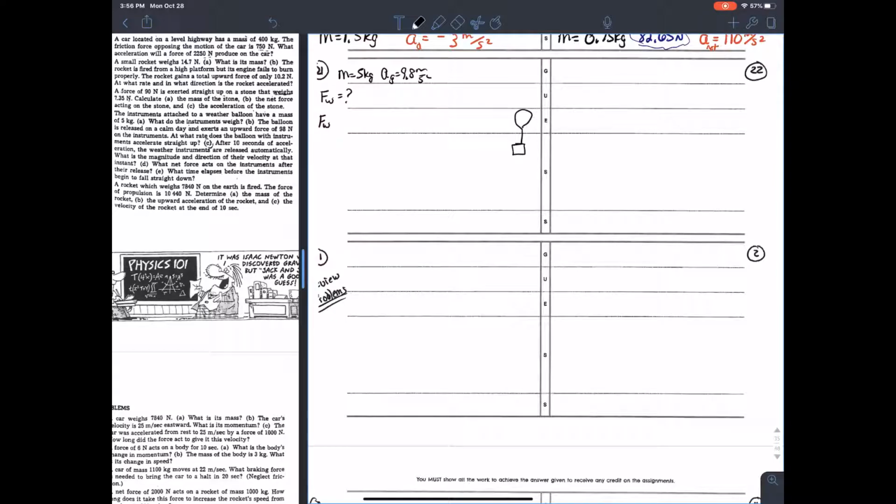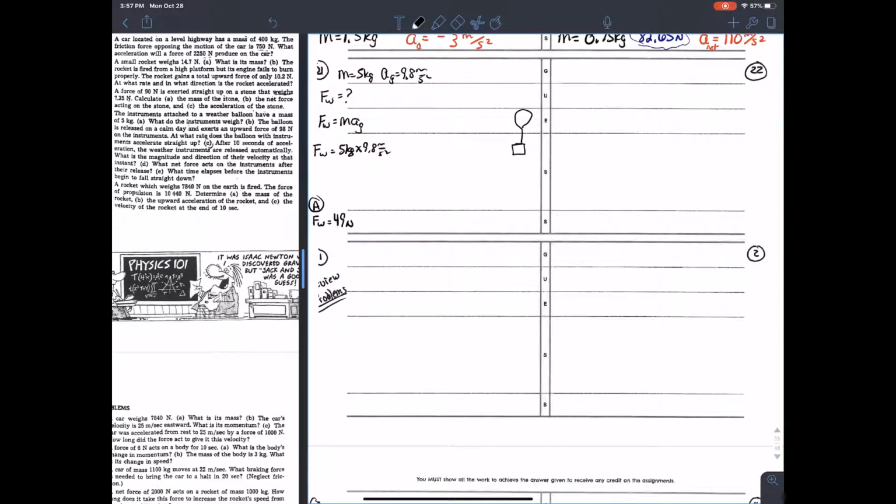So the weight of this is going to be mass times gravity. So we'll take your 5 kilograms and we'll multiply that by our gravitational pull. And our weight of our object here should be 49, so 49 newtons. All right, so that's part A. So part A, you got the weight of your weather instruments.